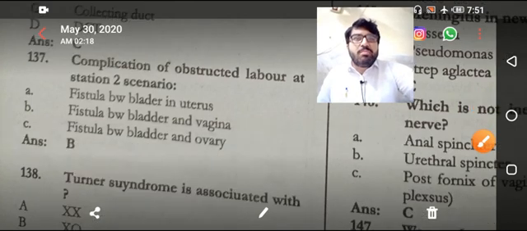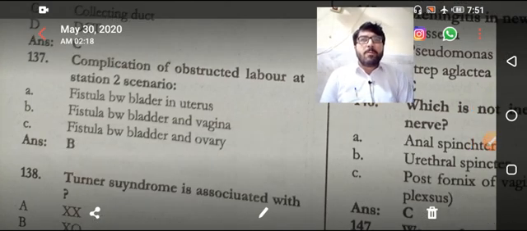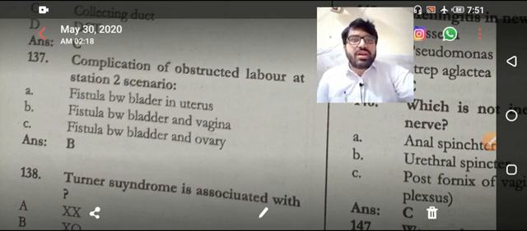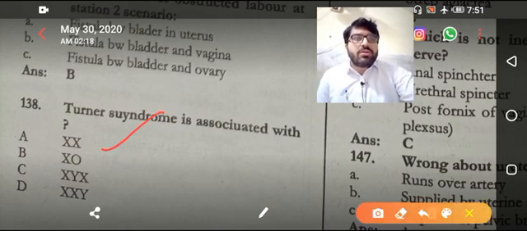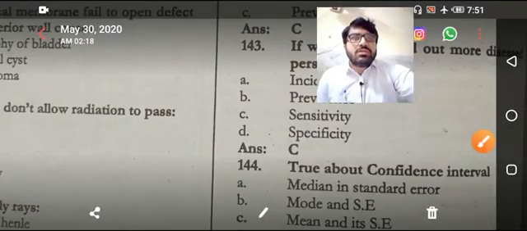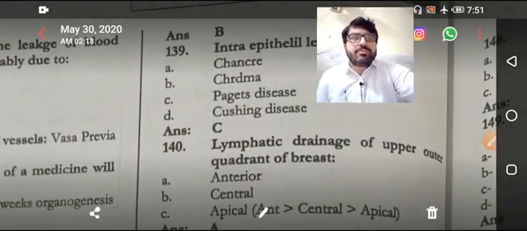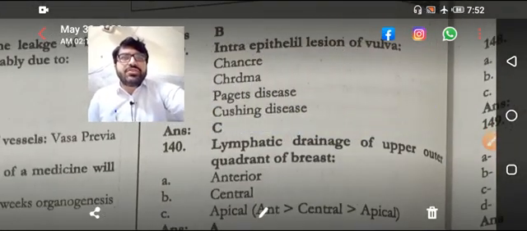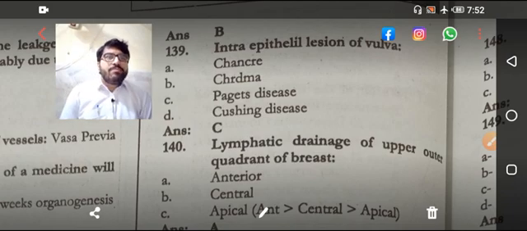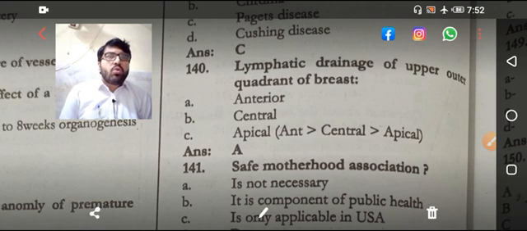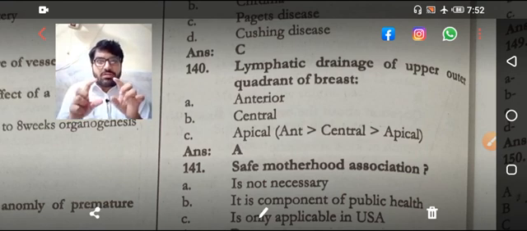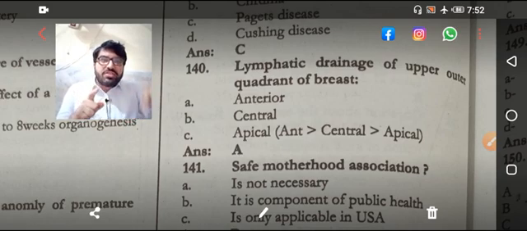Coming downward, complication of obstructed labor in station 2 scenario, so that is between the bladder and vagina. Option B is right. Turner syndrome is associated with X, not the right option. The key is right. The intraepithelial lesion of vulva, that is the Paget disease, the right answer. Lymphatic drainage of the upper outer quadrant of breast, now that is the apical, and I will share a reference at the end of all these MCQs.